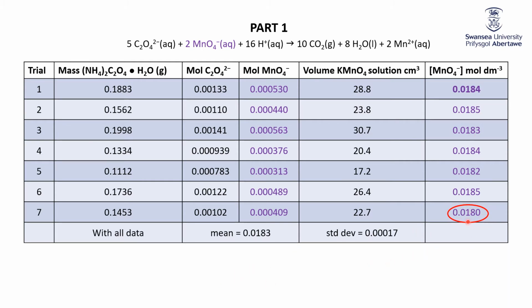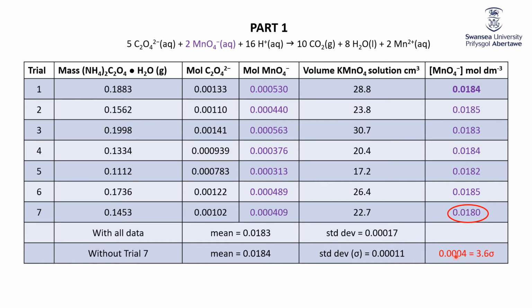However, of course, if this is a fake piece of data, it's going to have an effect on the mean and the standard deviation. So let's see what happens if we leave that piece of data out. Well, the mean goes up by a smidge, standard deviation goes down quite considerably to 0.0001 instead of 0.0002, so, see, it's more than 50% change there.